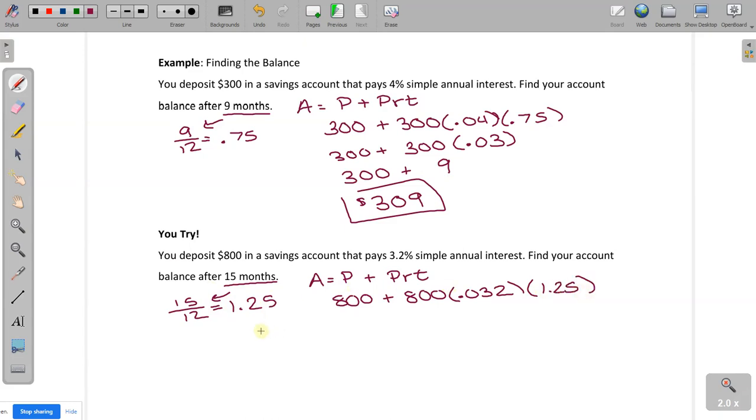Now let's simplify this. Go on and multiply the two decimals, so 0.032 times 1.25. And that's going to give us 0.04. We're going to multiply that by our principal. Bring down everything else. So now multiply it by 800. And we get $32 for our interest. So we're going to take our interest and add it to our principal, and we're going to get $832 in our savings account.